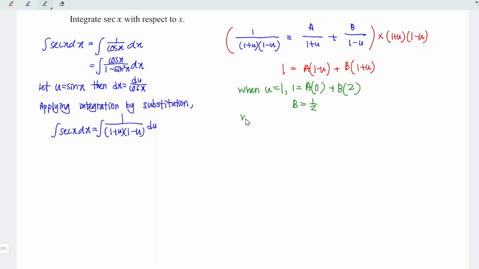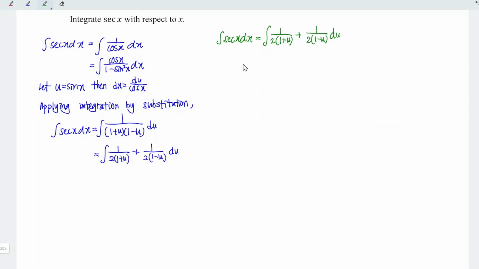b is equal to 1 over 2. If we set u equal to minus 1, we have 1 is equal to a times (1 minus minus 1), which is 1 plus 1, so we have 2, plus b times (1 minus 1), which is equal to 0. In other words, a is equal to 1 over 2 as well. Substitute a and b into the equation. We should have 1 over (1 plus u)(1 minus u) is equal to 1 over 2 times (1 plus u) plus 1 over 2 times (1 minus u).